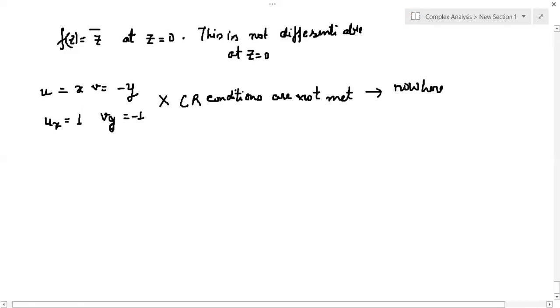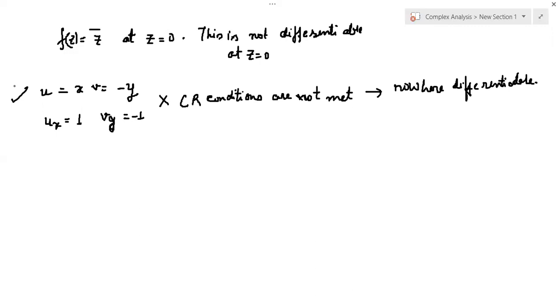In fact, it is nowhere differentiable. Earlier we were just trying to find at 0. Now I have proved that the failure of Cauchy Riemann conditions means it is nowhere differentiable, because for differentiability, the necessary condition is the Cauchy Riemann condition. That is, if f is differentiable, then Cauchy Riemann conditions must be met at that point. But clearly ux equal to vy will not be true for any point.